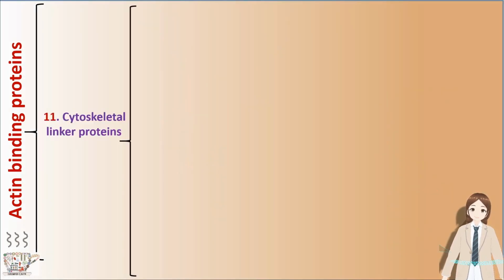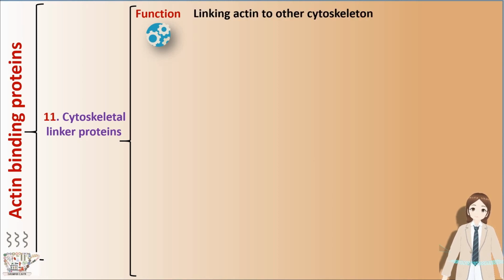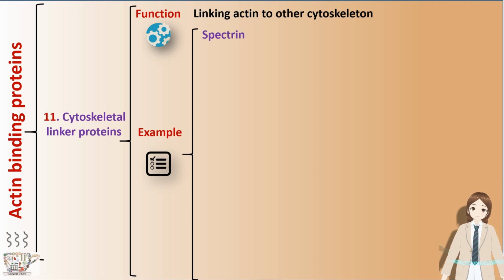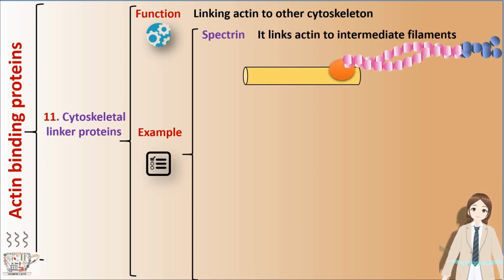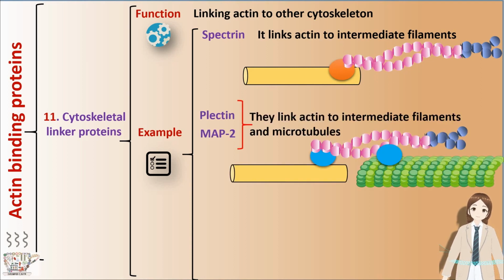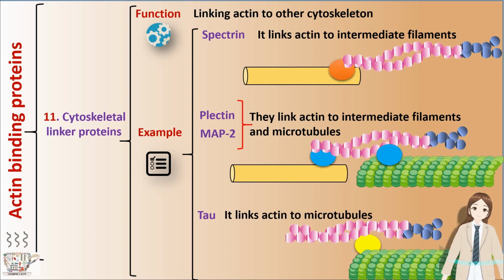Cytoskeletal linker proteins. They play a role in linking actin to other cytoskeleton. Some examples of cytoskeletal linker proteins are spectrin. It links actin to intermediate filaments. Plectin and MAP2. They link actin to intermediate filaments and microtubules. And tau. It links actin to microtubules.